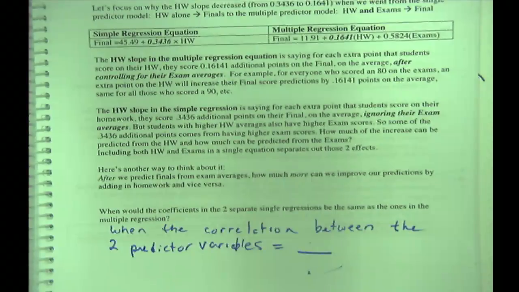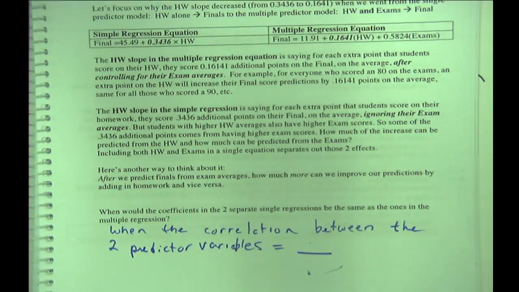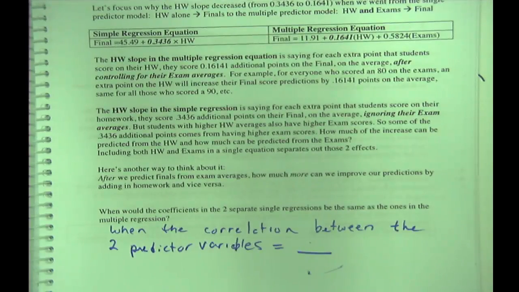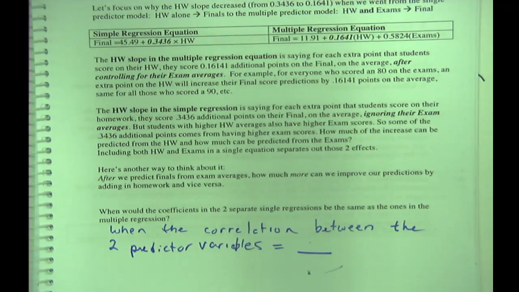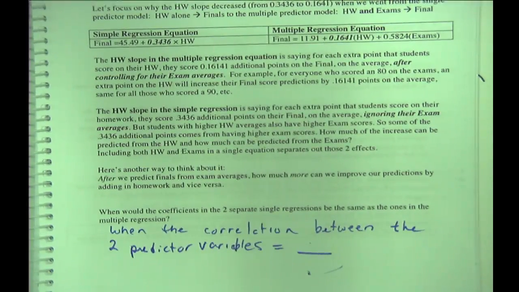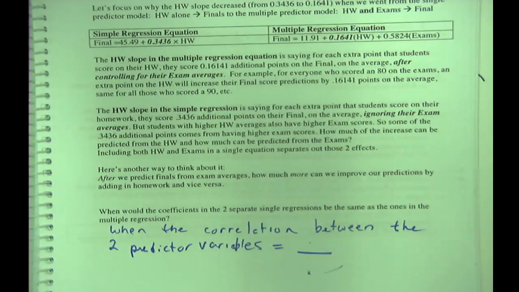You fill in that blank. They'll stay the same when what? When the correlation between them is what? Just put a number in there. 0, yes, good. Did y'all get that? All right. 0.